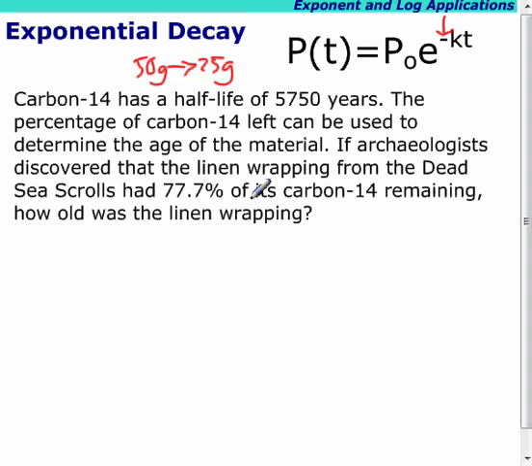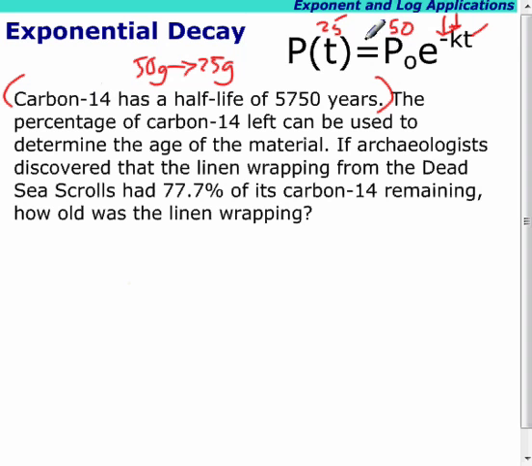Well, first off, I need to figure out what the exponential decay rate is, that k value. I don't know what that is. But do I have information that I could determine that from? It says it has a half-life. So if it starts, say, at 50 and ends at 25, the time it takes to do that is 5750 years. So I can use that information right here in the first part to come up with a k value for carbon-14.